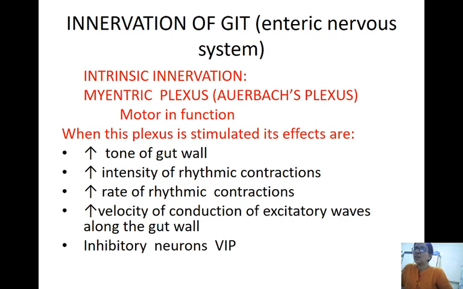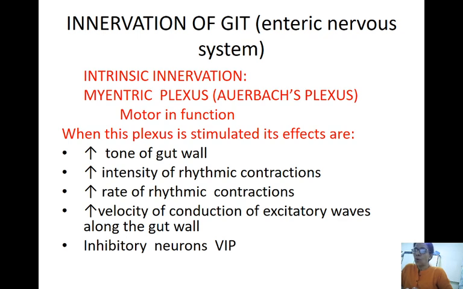So in short, all these are helpful in peristaltic movements of the gut. All these functions will bring about the peristaltic movements of the gut. So what are the four important things? When the myenteric plexus is stimulated, it increases the tone of the gut wall, it increases the intensity of the rhythmic contractions, it increases the rate of the rhythmic contractions, it increases the velocity of conduction of these excitatory waves along the gut wall. All this will enhance your peristaltic movements.